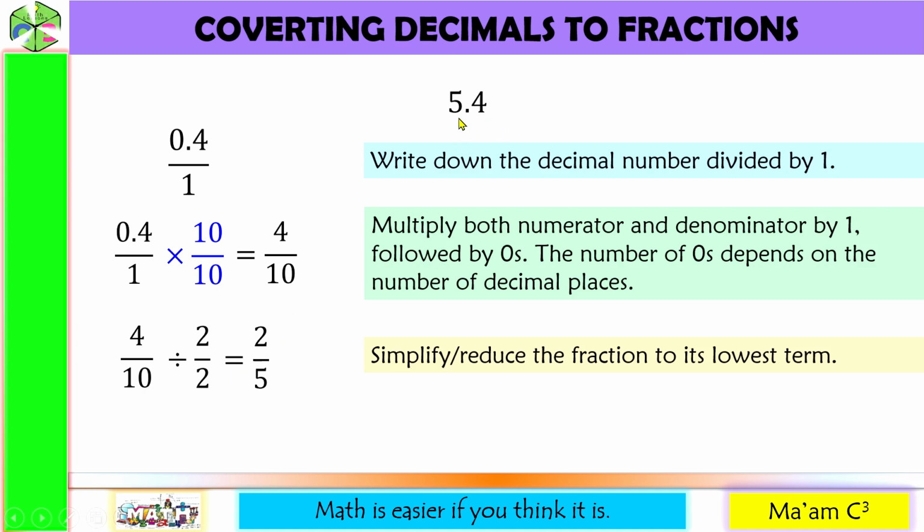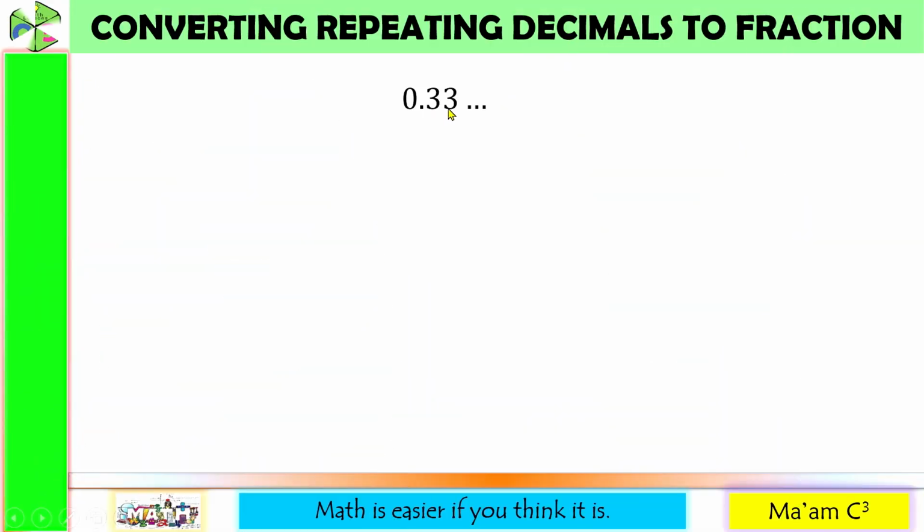So let us put back 5 and then we have 2 over 5 for 0.4. So 5.4 is equal to 5 and 2 over 5. This is a mixed number, a combination of a whole number and a fraction. If we want to convert this into an improper fraction, we're just going to multiply these two numbers here and then the product will be added here in the numerator. So this will be equal to 5 times 5 is 25 plus 2 is 27 and then copy the denominator. So 27 over 5. Another one, 0.33.